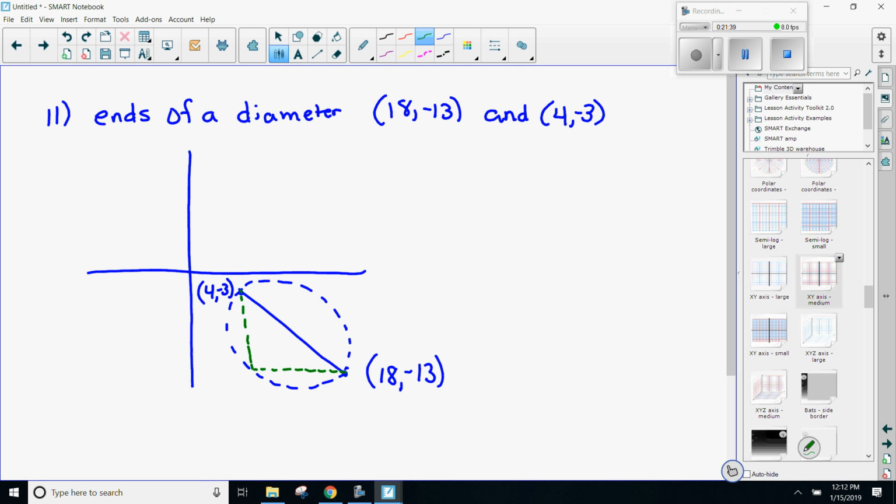So what is going to be this x distance? 14, because I start at 4. This distance right here is 4. And I go over to 18, so this is 14. And what's the distance? What's the height of that? 10.